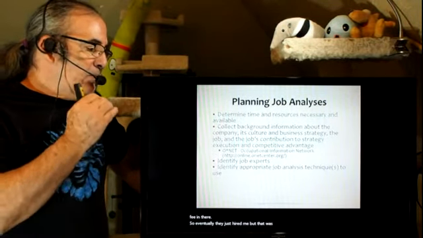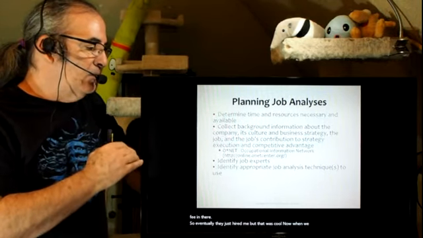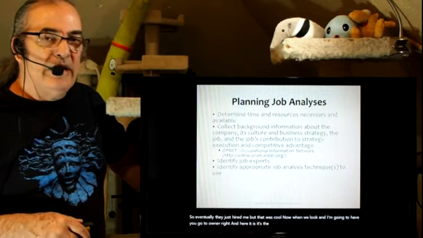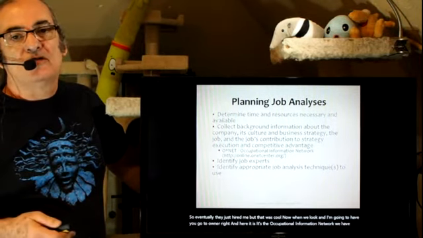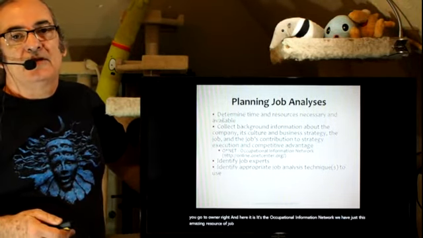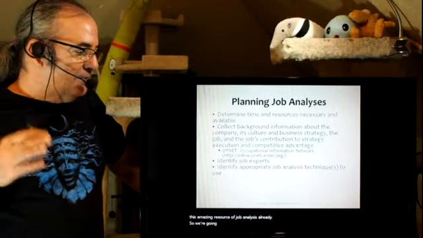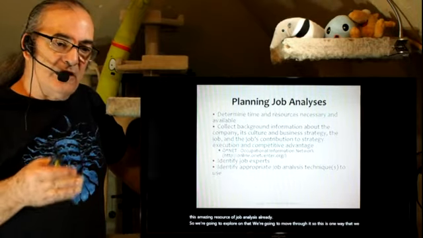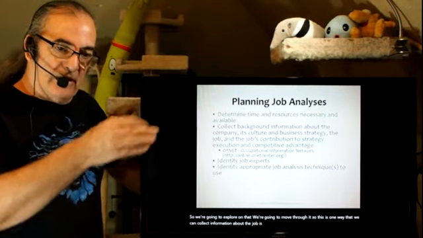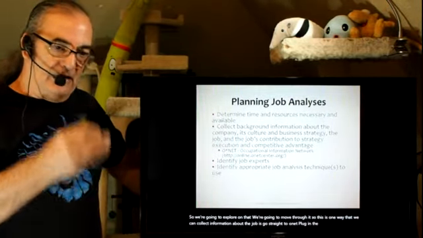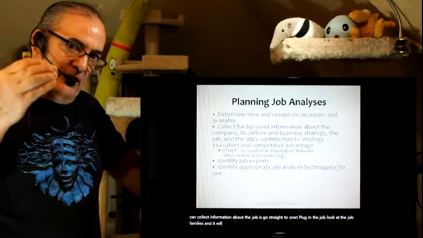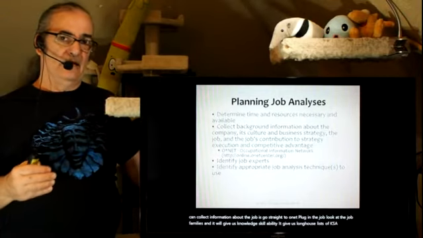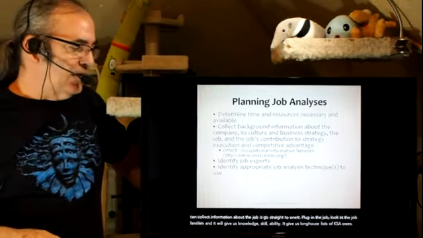Now, when we look, I'm going to have you go to O*NET, right? And here it is. It's the Occupational Information Network. We have just this amazing resource of job analysis already. So we're going to explore O*NET. We're going to move through it. So this is one way that we can collect information about the job, is go straight to O*NET, plug in the job, look at the job families, and it will give us knowledge, skill, ability. It gives us long lists of KSAOs. Right, and all the information we could want about a job.